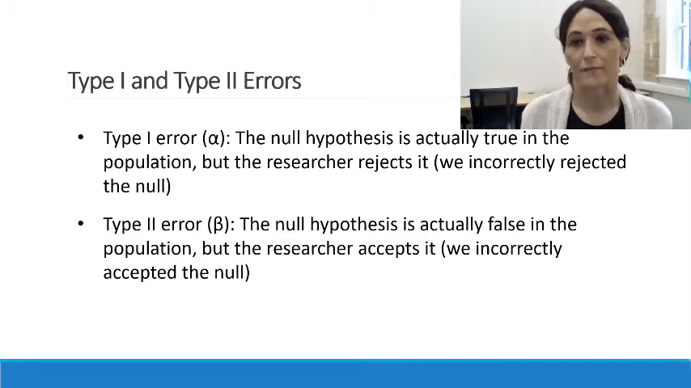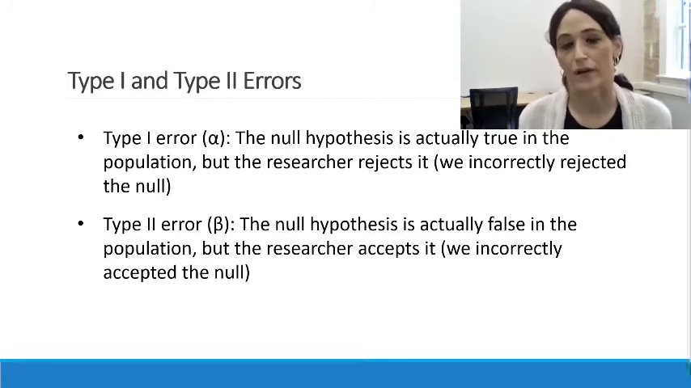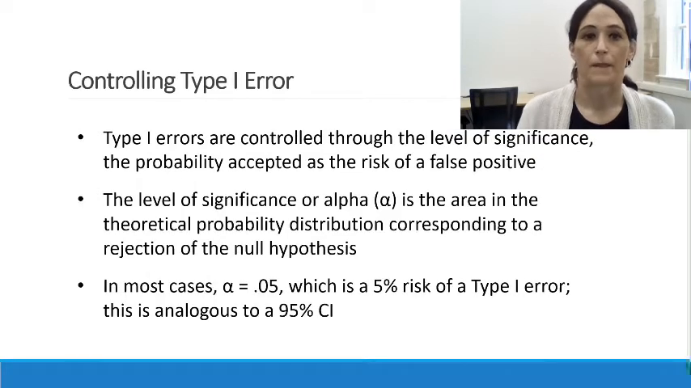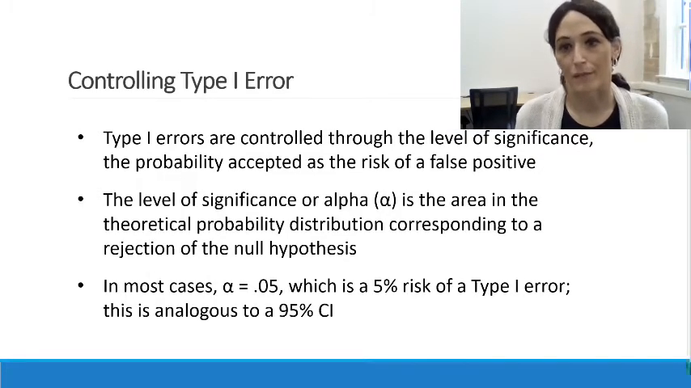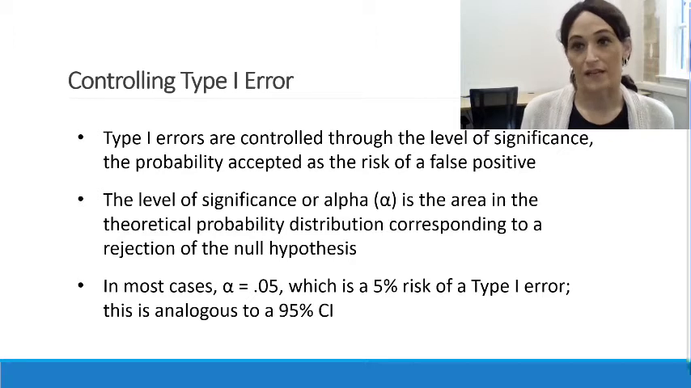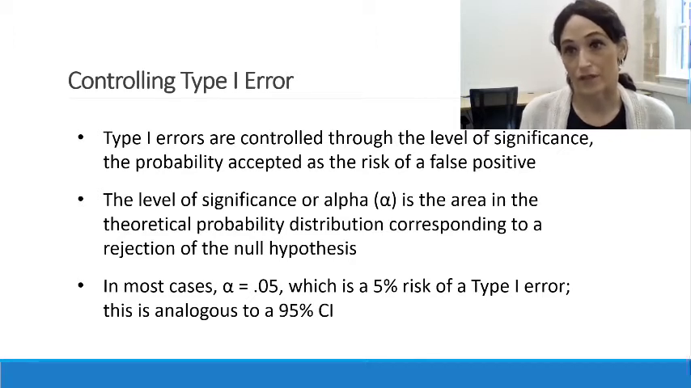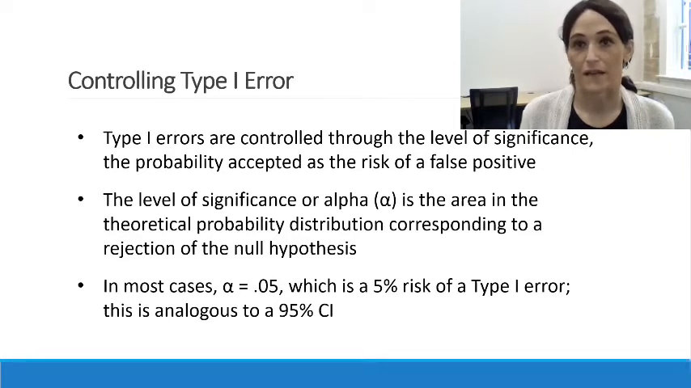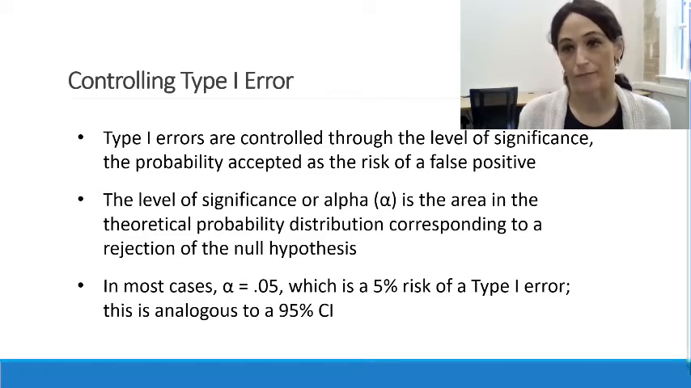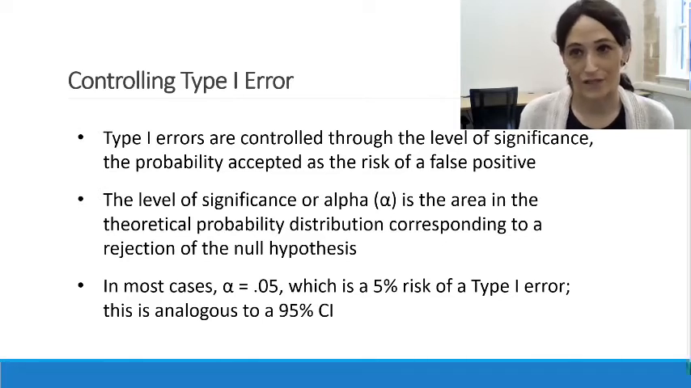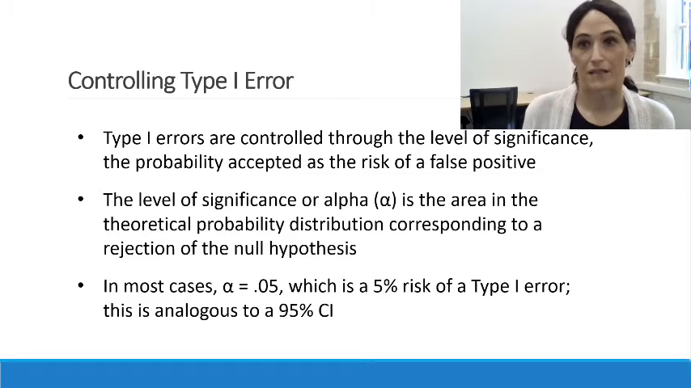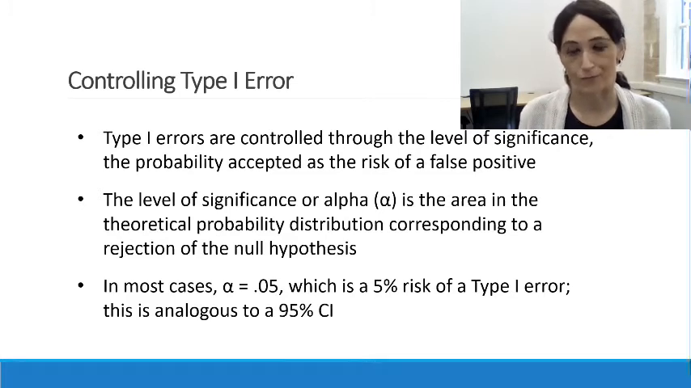However, we can minimize our risk of making a type 1 error or type 2 error. Type 1 errors are controlled primarily through setting a p-value or an alpha level that's conservative enough that we are not likely to have a false positive result. The probability that we set is going to be one way that we can control the likelihood of having a type 1 error. By convention, we often use 0.05. There are other reasons to use other values, but basically we can set that value at a certain level.